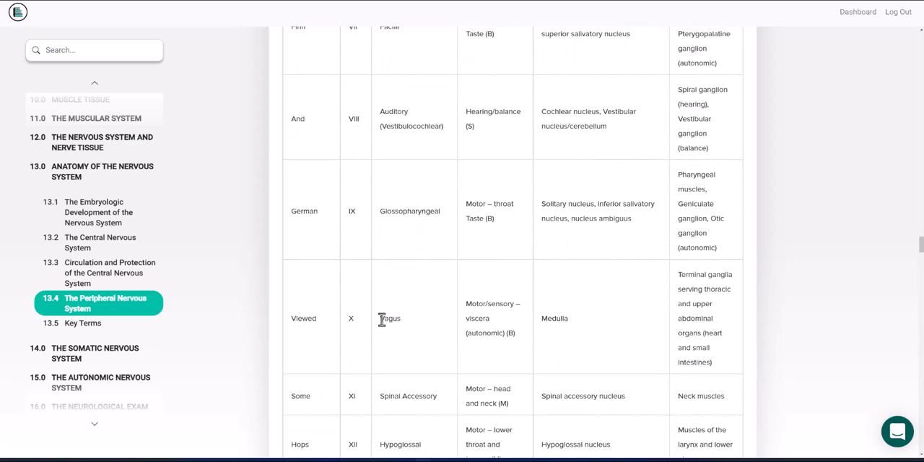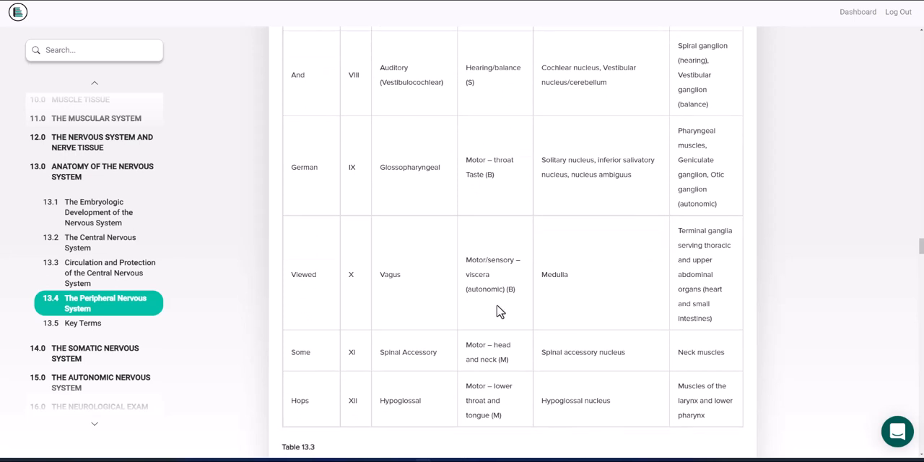Number 10, vagus. Vagus means to wander. So this is the nerve that wanders all the way down into your gut, and it is sensing your viscera, right? It's sensing your internal organs. It goes down to your heart. It goes down to your intestines. But it's also a motor nerve in that it controls your voice box. So if you can speak, you know that your vagus nerve is working.